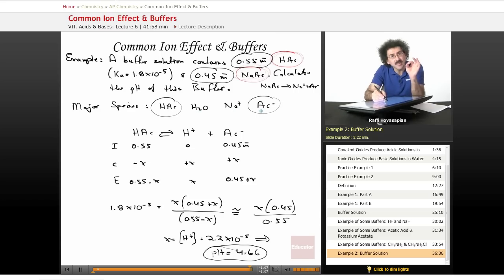There is an equilibrium that exists among the acetic acid and the acetate and the hydrogen ion. It has a Ka. There's a constant associated with that equilibrium. It's equal to 1.8 times 10 to the negative 5. We can use all of these numbers to find what the hydrogen ion concentration is under these circumstances. And we end up with 2.2 times 10 to the negative 5 moles of hydrogen ion in 1 liter of this solution, moles per liter, which gives us a pH of 4.66.